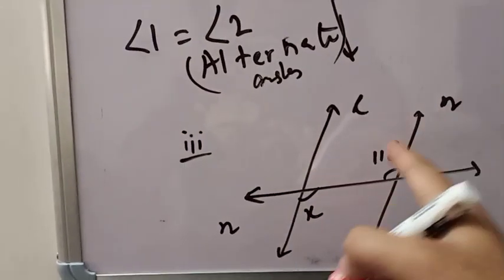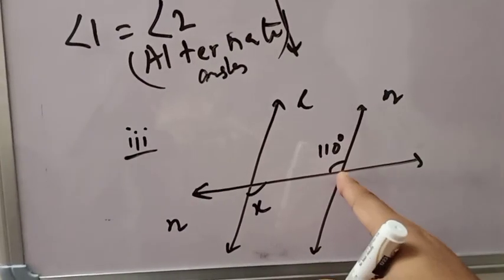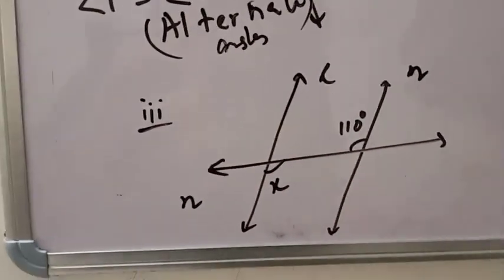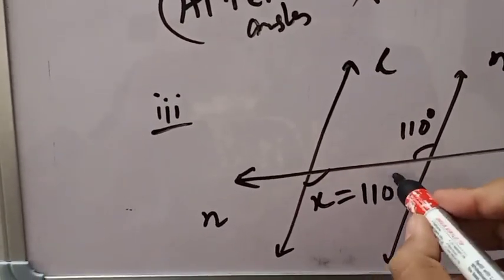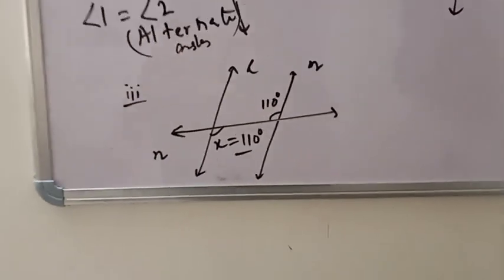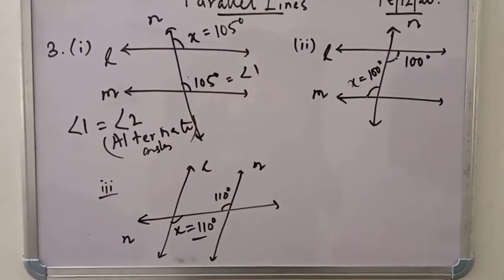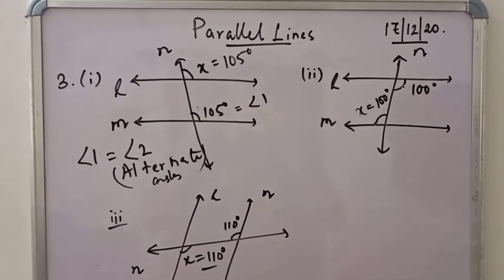This L and M are two lines, N is a transversal here, and this one is 110. That means this is what we are going to find. So this also is an alternate angle. That means this is also 110 degrees. Now go to the next one.